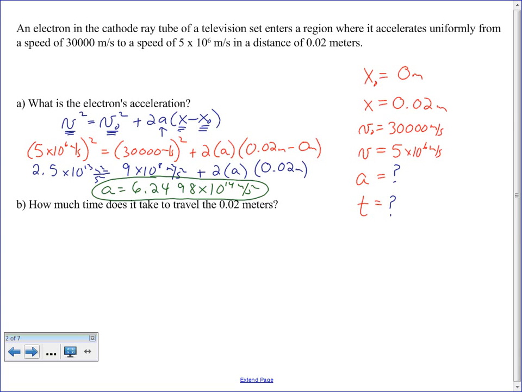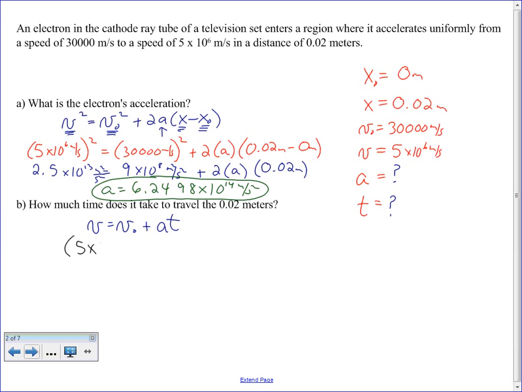Part B, how much time does it take for the electron to travel the 0.02 meters? Well, now we know what the initial velocity is, we know what the final velocity is, and we know what the acceleration is. So the easiest way to solve this would be to use the equation for velocity as a function of time, v equals v0 plus at. We could use the second equation also for position as a function of time. That one would be a little bit more complicated. We'd have a quadratic that we have to solve. But this one we can solve very easily. So again, we'll often try and choose the method that's going to be the easiest.